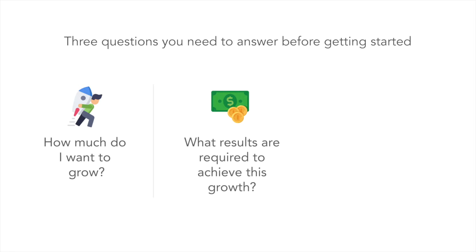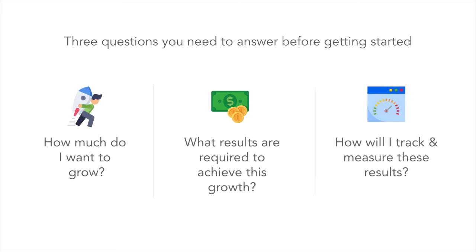Number two, what are the results that I need to achieve in order to achieve this growth goal? Specifically, what type of actions need to happen with my website and with my online audience for this greater growth goal to be achieved? Number three, and most importantly, how will I track and measure these goals so that I can report on if I've achieved the result or my objective, or if I have not?